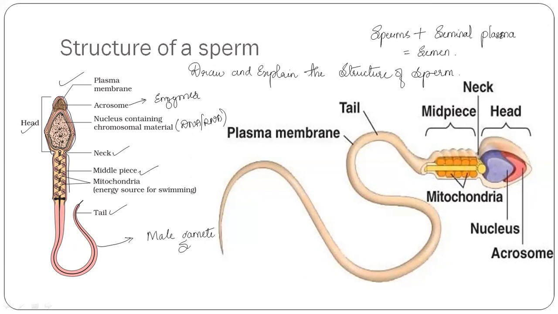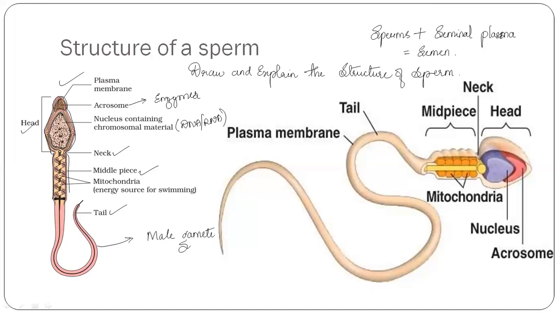And a human male ejaculates how much? 200 to 300 million sperms during a sexual intercourse. And 60% of them should have a normal shape and size, and 40% of them must show vigorous motility. Vigorous motility means high speed.